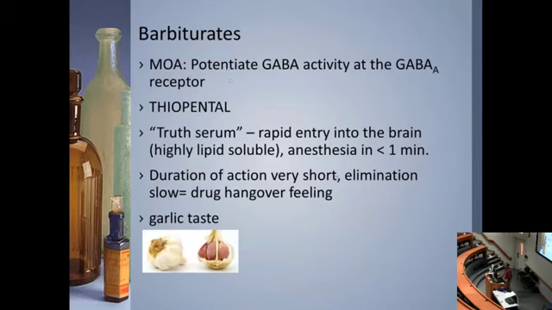And so the duration of action is very short, however, the elimination is quite slow. So the patient's going to feel very groggy and hungover for a longer period of time. And almost all patients complain of this garlic taste in their mouth.